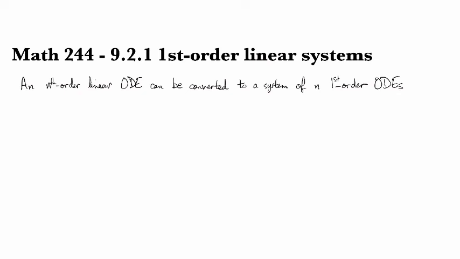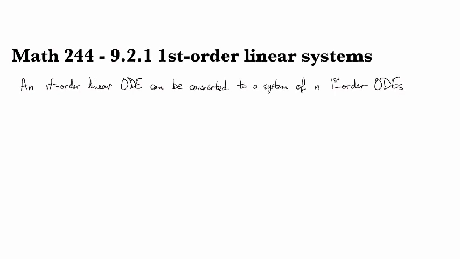The main ideas for chapter 9.2 and 9.3 are that one nth order ODE can be converted into a system of n first order ODEs, and that when you do this, you can write things in matrix form and then use all the stuff that we learned about linear algebra, which is actually why we spent all that time learning about linear algebra in the first place. So let's look at just an example.